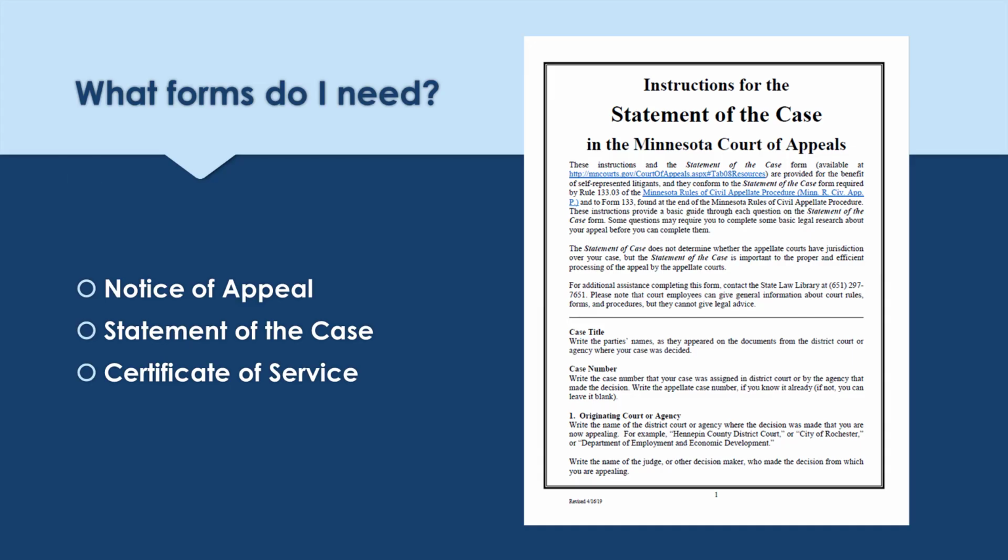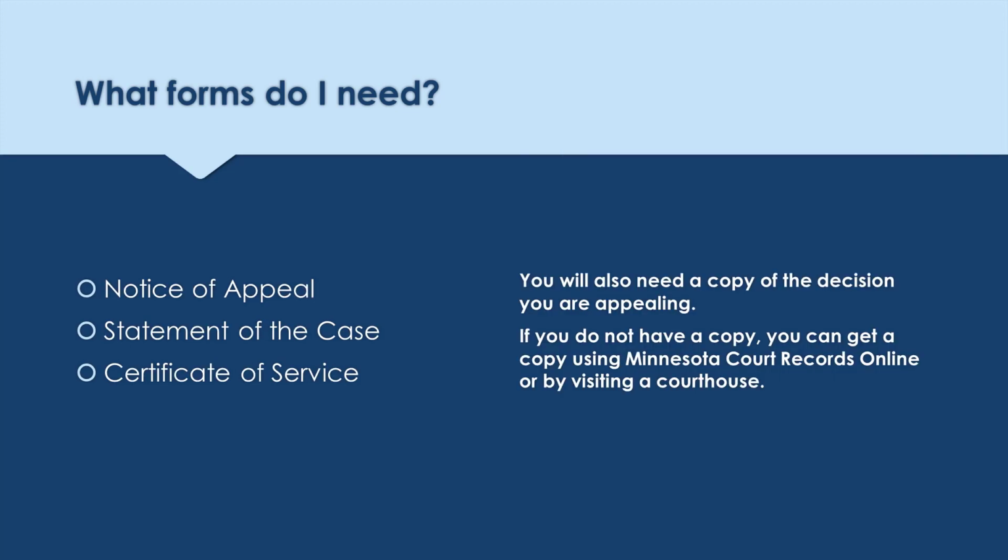There are 3 forms you will need to file to begin your appeal at the Court of Appeals. They are the Notice of Appeal, Statement of the Case, and the Certificate of Service. You will also need to file a copy of the judge's decision you are appealing. If you do not have a copy of the decision you want to appeal, you can look up your case using Minnesota court records online, available at mncourts.gov under Access Case Records. If you are not able to find your case online, contact the State Law Library.